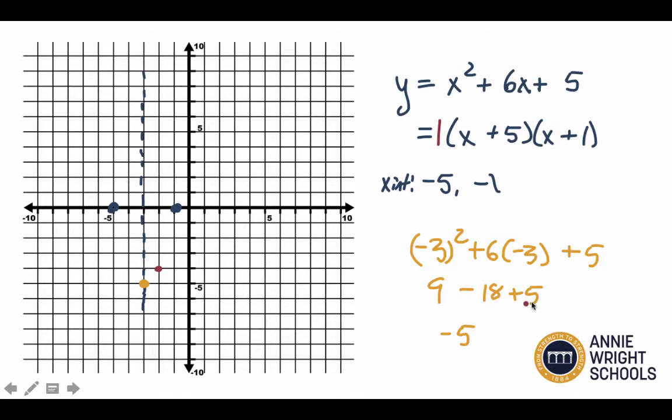Negative 9. Oh, negative 4. You guys are probably sitting there saying, Stubbs, check your math. That should be a negative 4. All right, so that's the vertex. So over 1, up 1, over 2, up 1, 2, 3, 4.